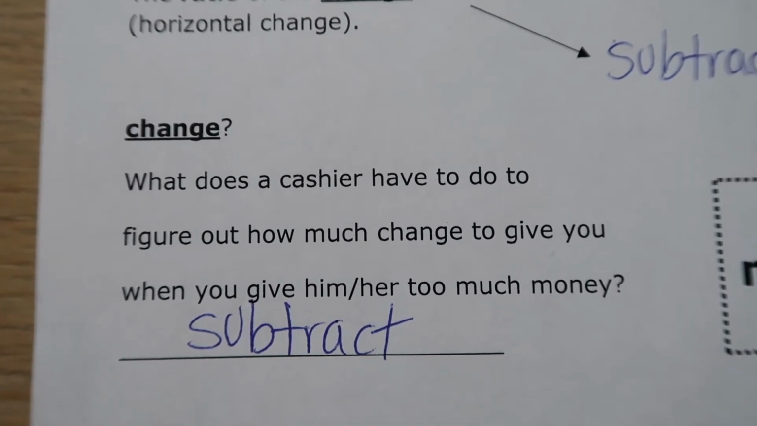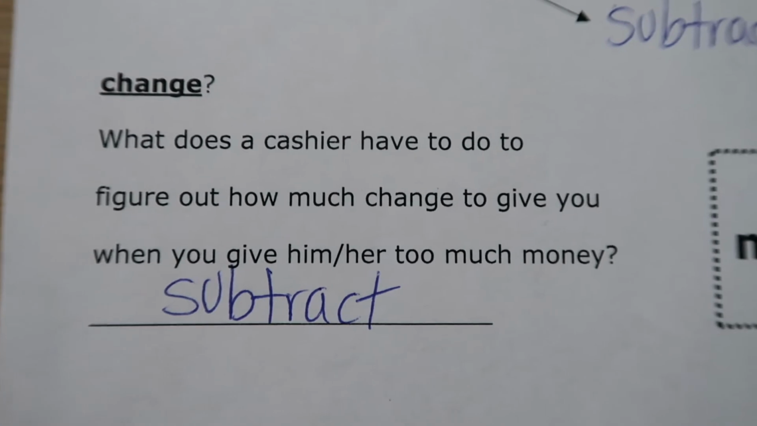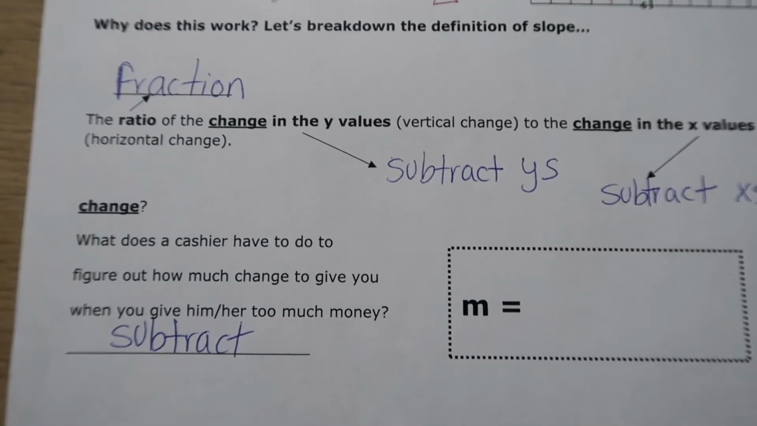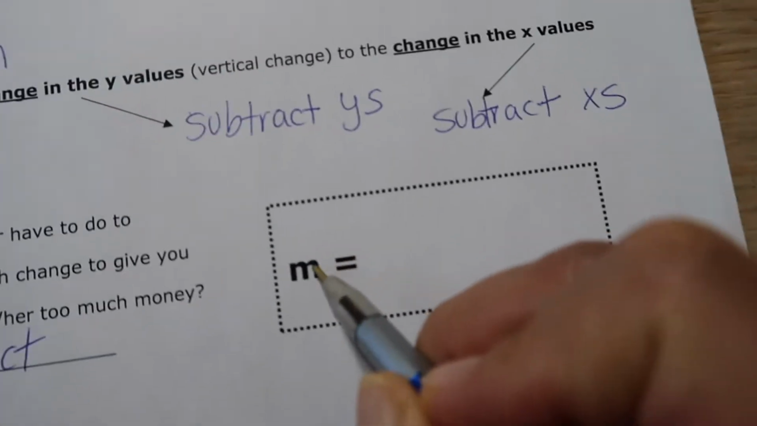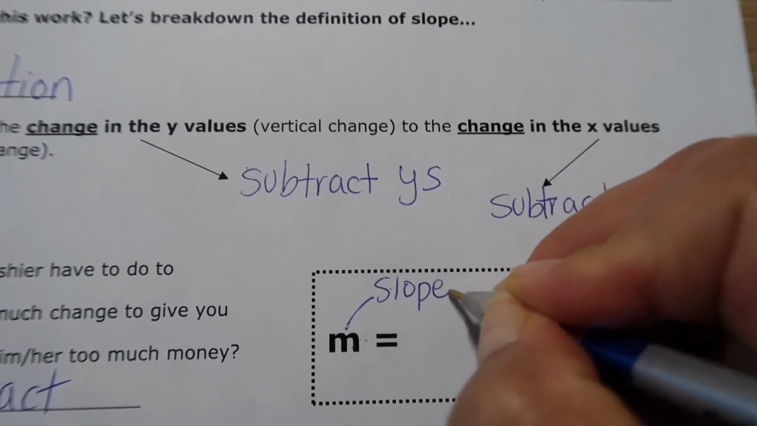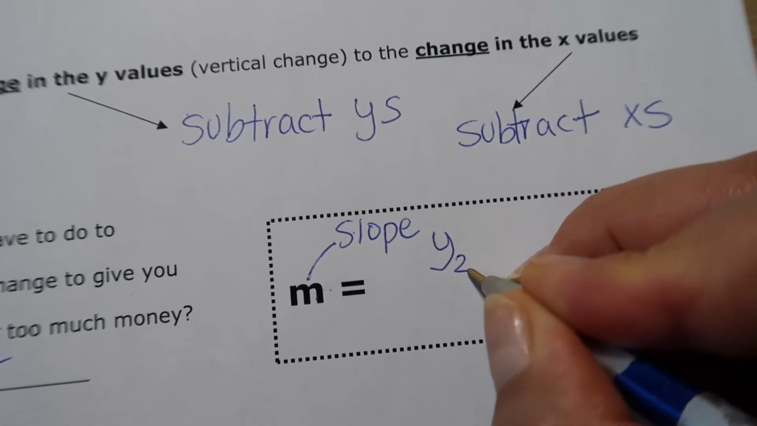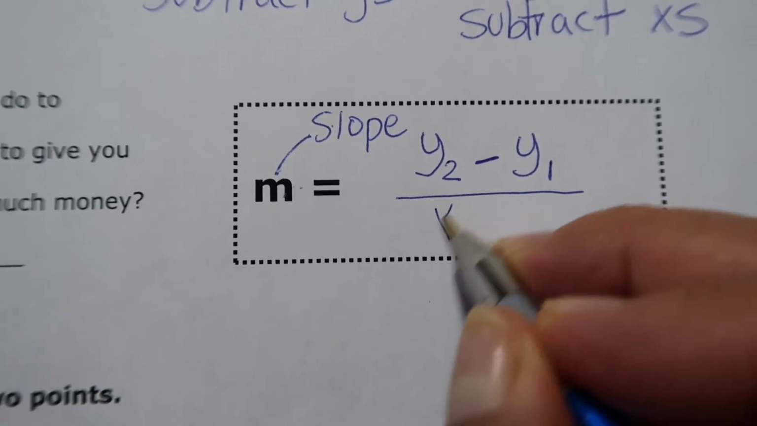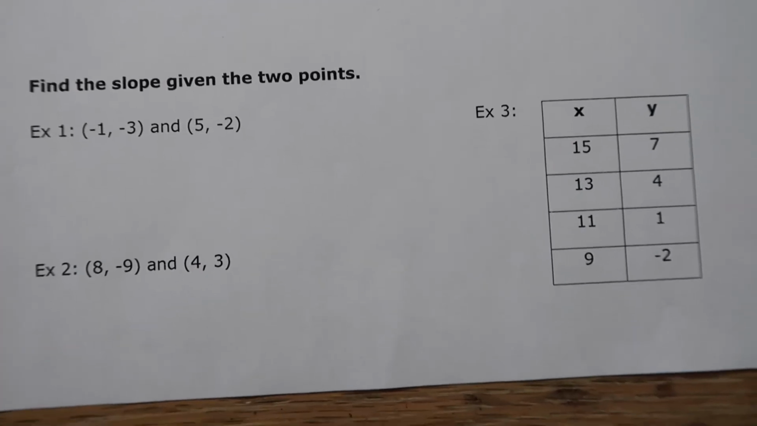What does a cashier have to do to figure out how much change to give you when you give him or her too much money? Subtract. So that's how we get this formula for the slope. When you have 2 points and they ask you to find the slope, all you gotta do is, M stands for slope. So let's write it down. You're gonna subtract y2 minus y1 over x2 minus x1.